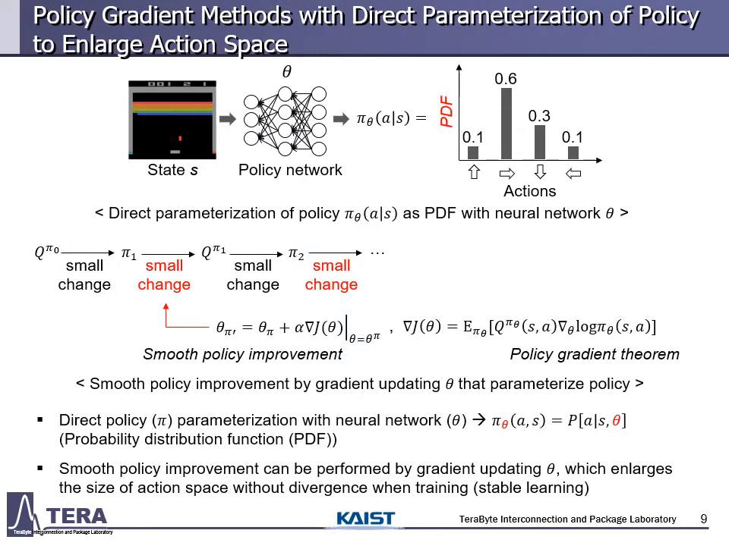Policy-gradient methods can overcome the limitations of the size of the action space. Instead of approximating the value function, policy-gradient methods directly parameterize the policy, which is the PDFs of action for given states. The neural network that approximates the PDFs is called a policy network. Then the weights of the policy network can be trained by gradient updating with the value function as a loss function. Therefore, smooth policy improvement can be performed, unlike the previous works, so that it can significantly enlarge the size of the action space without divergence when training.